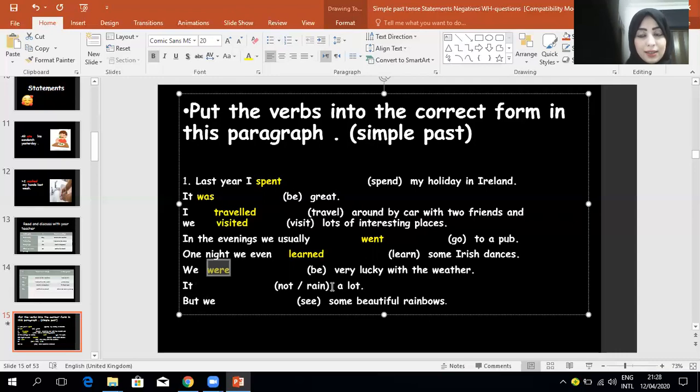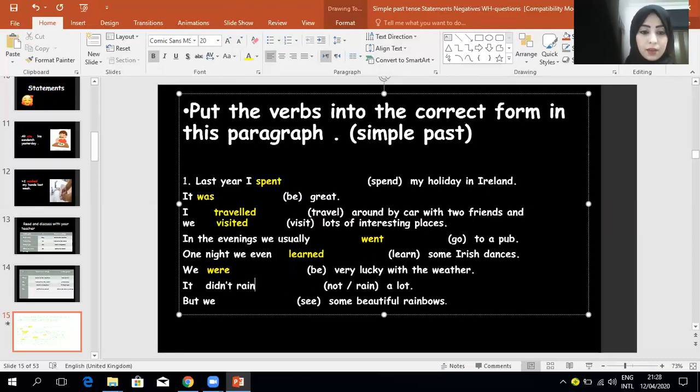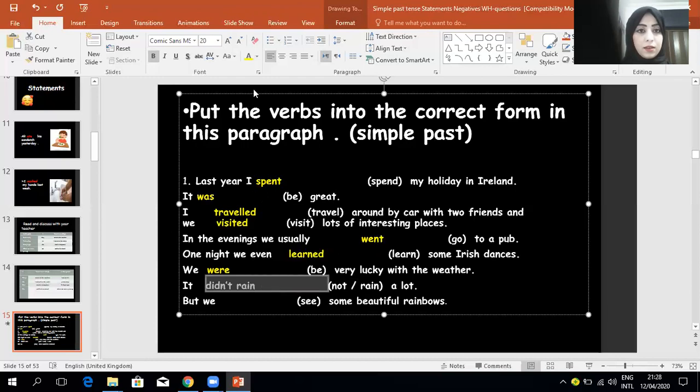It not rain. Here we have a negative of simple past. Later on we will talk about it. It didn't rain. Notice that after didn't we have the base form of the verb, the simple form. So finally, but we see some beautiful rainbows.